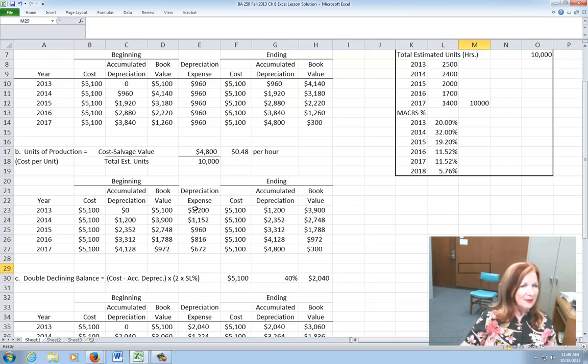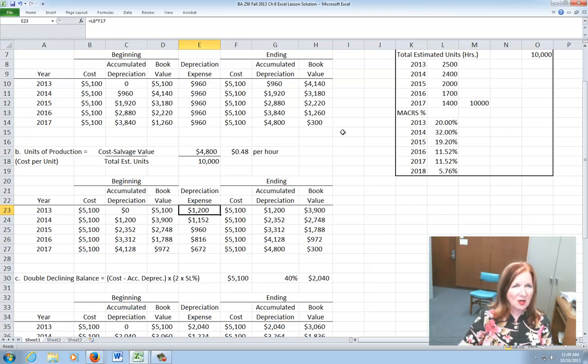Okay, down here, depreciation, it's going to be equal to, you can probably see mine up here, L8 times F17. So F17 is this box right over here where we get this cost per hour. So it's these hours times that cost per hour to get depreciation expense. Now again, the cost then of that year is 5,100, and you can drag that down for all the years if you want to, or you can put it in every time if you want to.